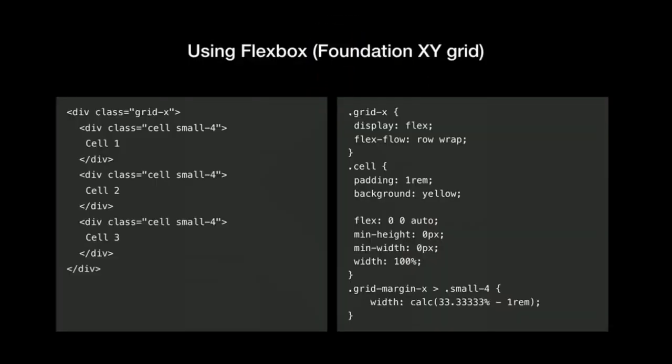We've got 3 elements we want to place on the grid, 4 columns each. Now, using Flexbox, we do something like this. This is an example from the Foundation framework, but it could be from any framework, really. We're setting display flex on the parent element, grid X, in this example. Then we're setting some paddings on the individual cells. And then we've set a width. So if you look at the few bottom rows there, we're setting the width to 33.33%, and then subtracting the paddings.